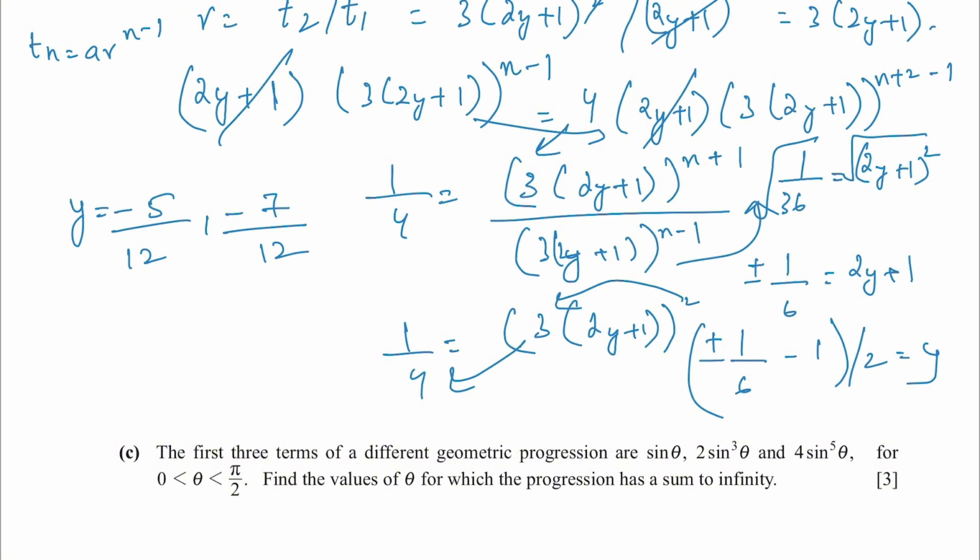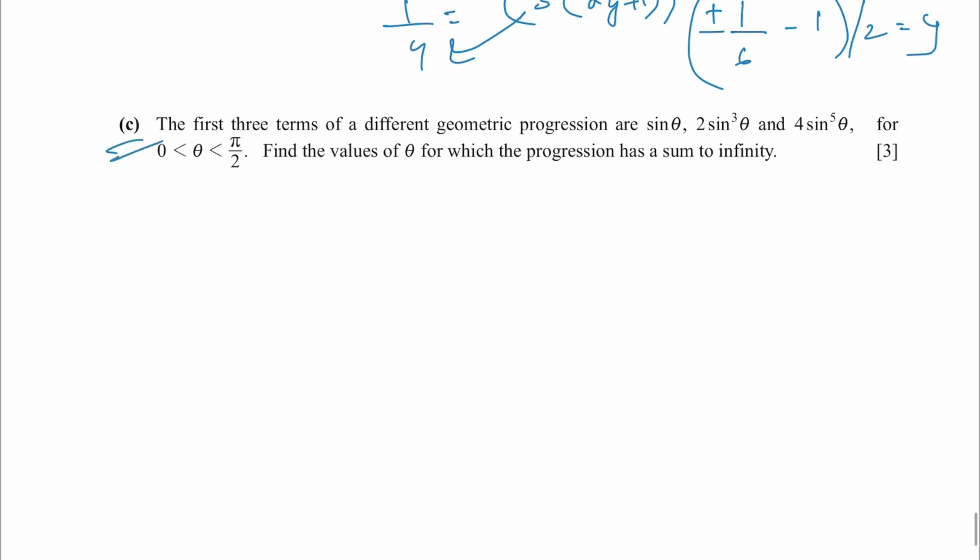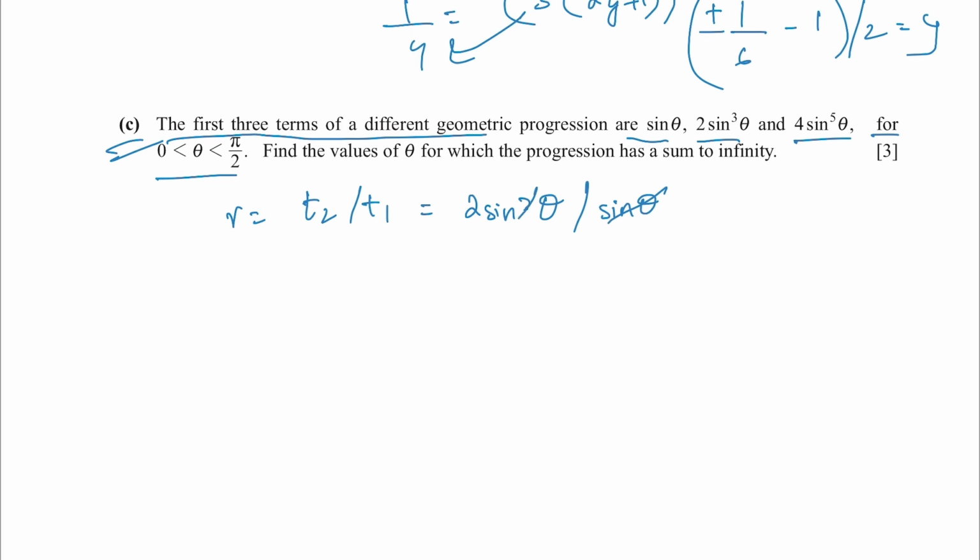Now moving on to part C, which is given as the first three terms of a different geometric progression are sine theta, 2 sine cubed theta and 5 sine cubed theta, for theta lying between 0 and pi by 2. Let's just first calculate the common ratio. That would be term 2 divided by term 1, that is 2 sine cubed theta over sine theta. This would be cancelled out, so that we'll get our common ratio as 2 sine squared theta.